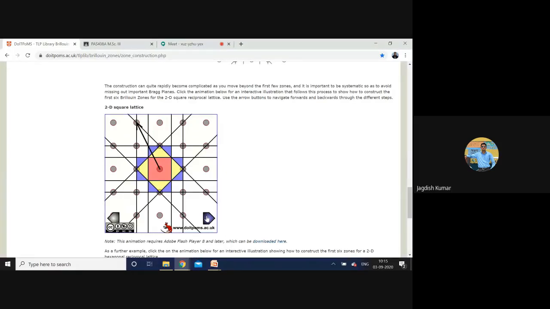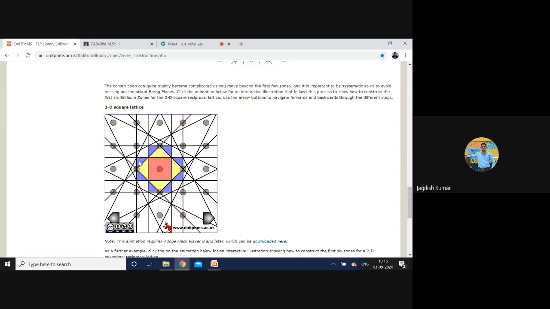Again, let us draw some other next neighbors. Draw perpendicular bisectors. Do it for all. To do this systematically, you have to put in some effort, maybe on graph paper, which will give you a better understanding. Now again, what will be the fourth Brillouin zone?